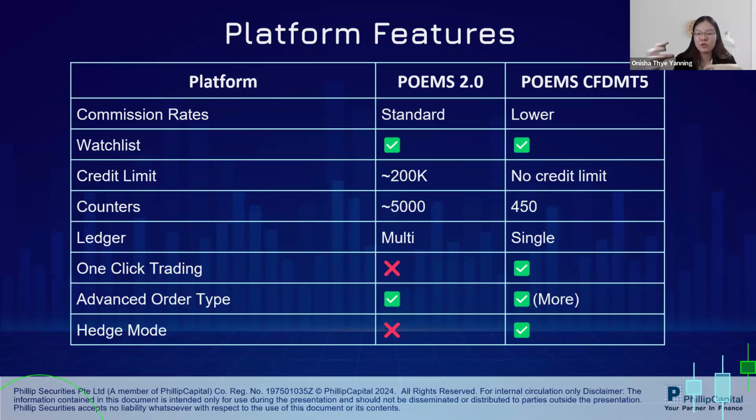So it depends on what you're trading also. Okay, so that's the single ledger for premium CFD MT5. So next one, which is the advanced order type. Okay, there are quite a lot of order types already on premiums too, which is you have stop limit, you have trailing, you have quite a different one. But for premium CFD MT5, there are actually more than that, which in my previous videos, I've covered it.